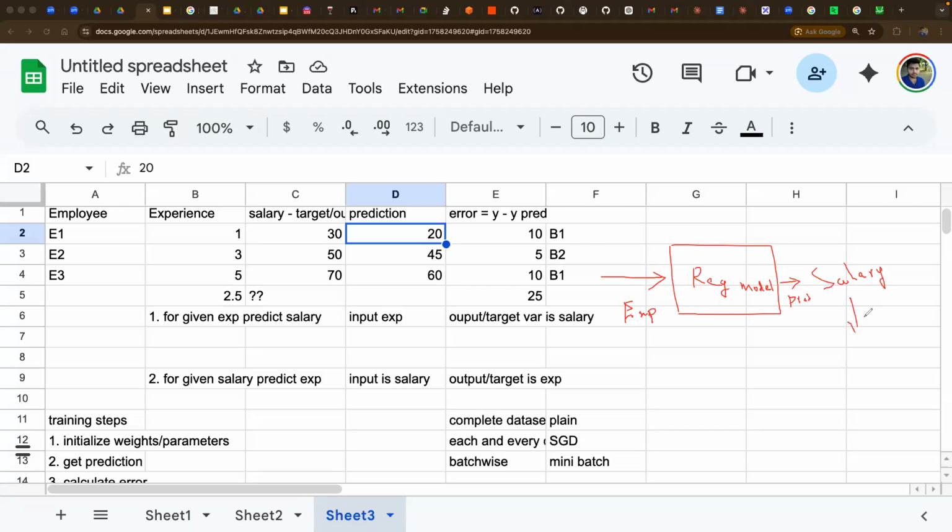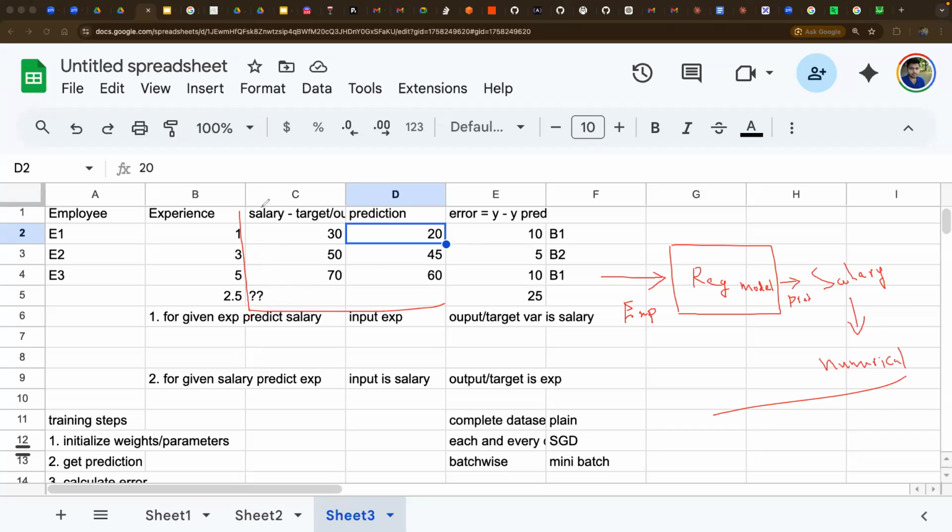So what is salary? This is a numerical value. So if you are predicting, or if your output variable is a numerical value, then it is going to be a regression use case. That is why the name regression. It is because, let us say, you have some data points.